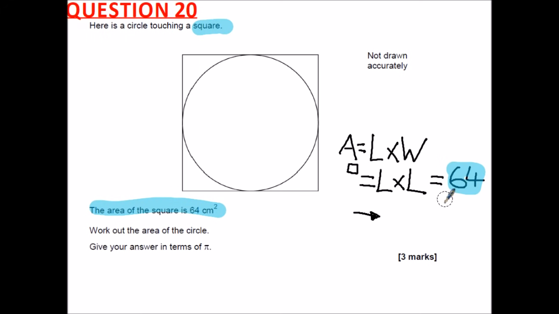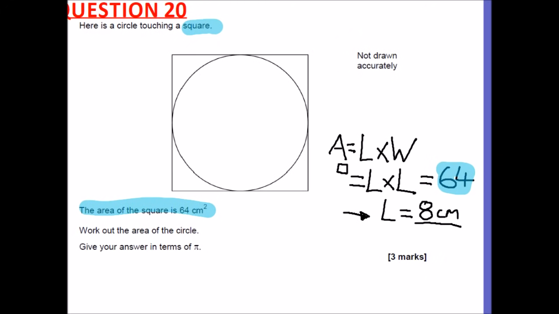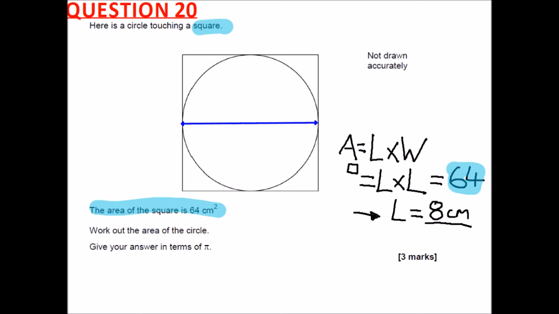Is it 6 times 6? Is it 7 times 7? Eventually, you should realise that L would have to be 8 centimetres. And so the length of this square, from end to end, is 8 centimetres. And because the circle touches the square, the length of the square is exactly the same as the diameter of the circle.